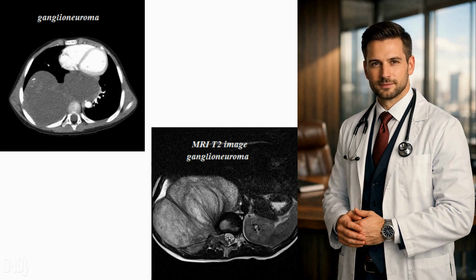Let's start with ganglioneuroma, the benign one. On CT, it appears as a well-defined, homogeneous mass. Often shows low attenuation. You may see fine, punctate calcifications. Enhancement is usually mild and delayed.